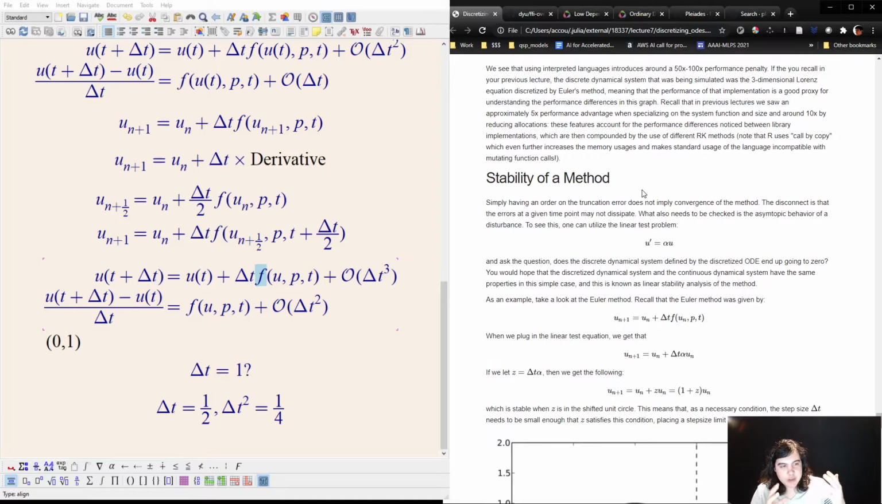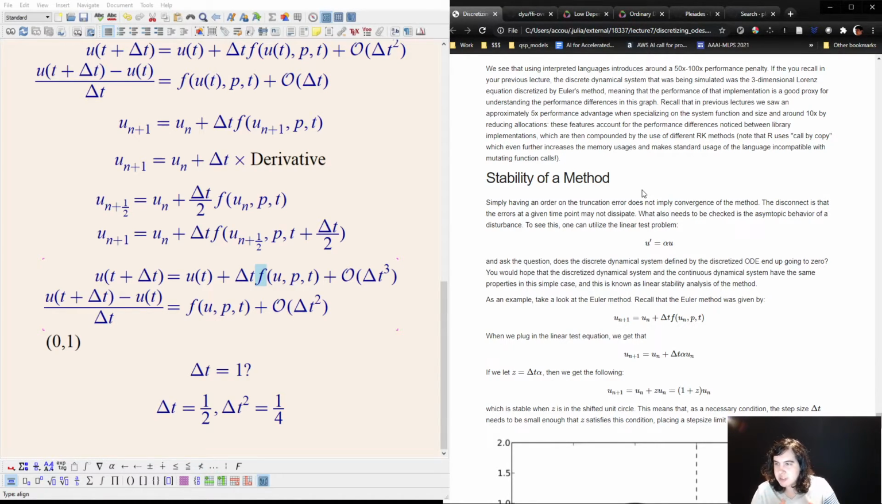So simply having the truncation error does not imply convergence of the method, right? So simply in the case of that meme, right? So the disconnect is that the errors might not dissipate in the future. Let me kind of go through an example to really explain what that means, right?